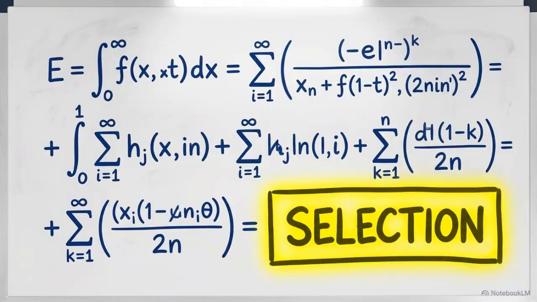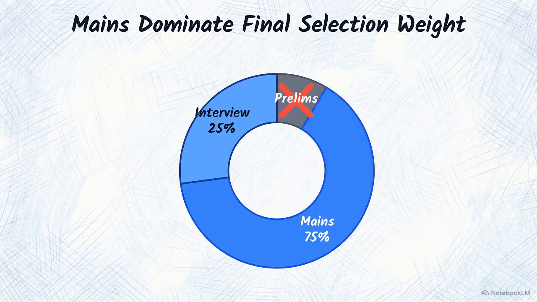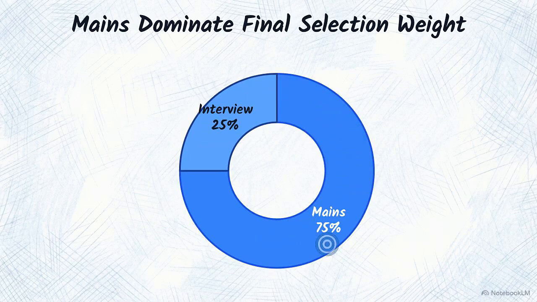The final step is understanding the mathematical formula the bank uses to select candidates. The bank removes the prelims data entirely from the final calculation. The final score is a normalized result based on a 75% weight from the mains results and a 25% weight from the group discussion and interview.